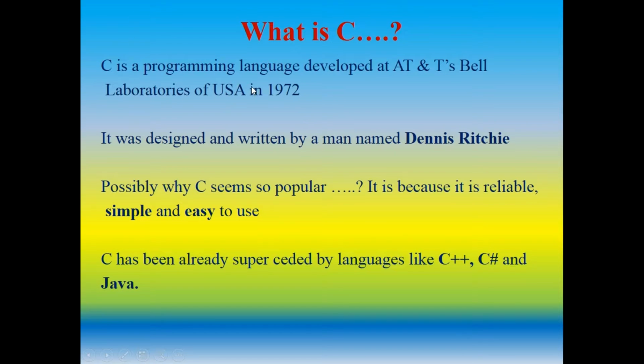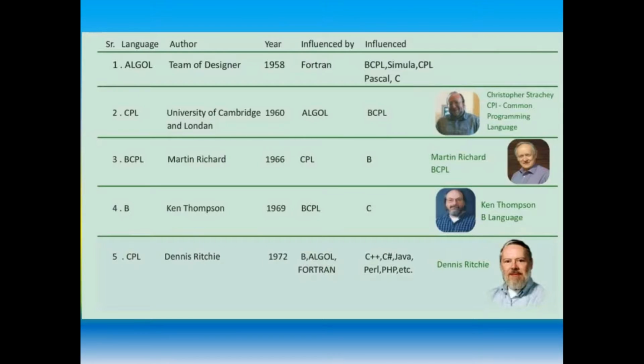C is a programming language developed at AT&T Bell Laboratories of USA in 1972. It was designed and written by a man named Dennis Ritchie. Possibly why does C seem so popular? It is because it is reliable, simple and easy to use. C has already been superseded by languages like C++, C# and Java.